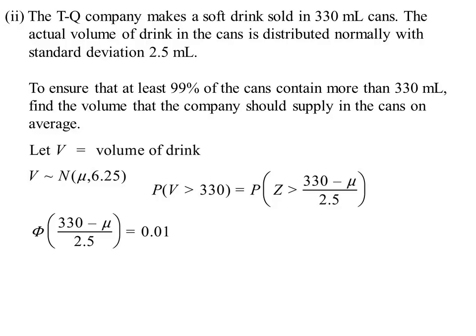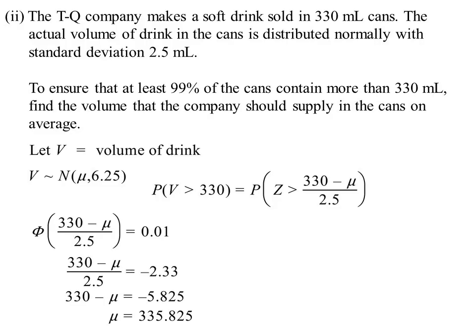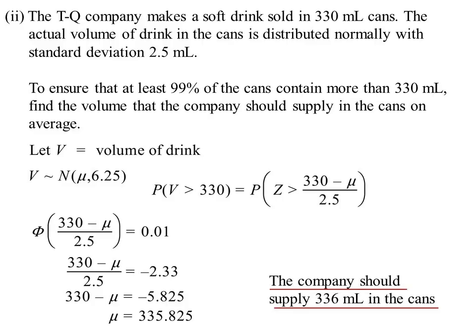Let's look it up and we get 2.33. Just got to work out this equation. Now what is mu? And it works out to be 335. So all right, if they set it at 336 mil, then 99% of their cans should have more than the 330 that the label on the can says.